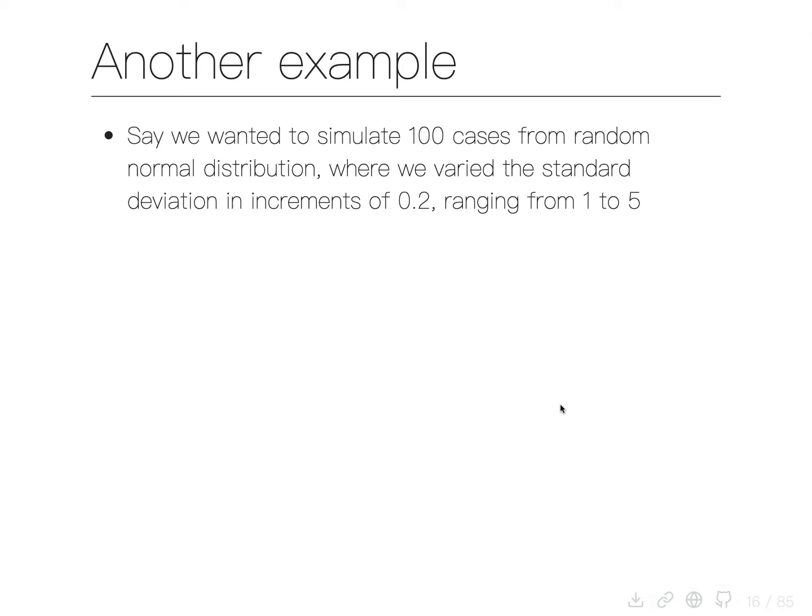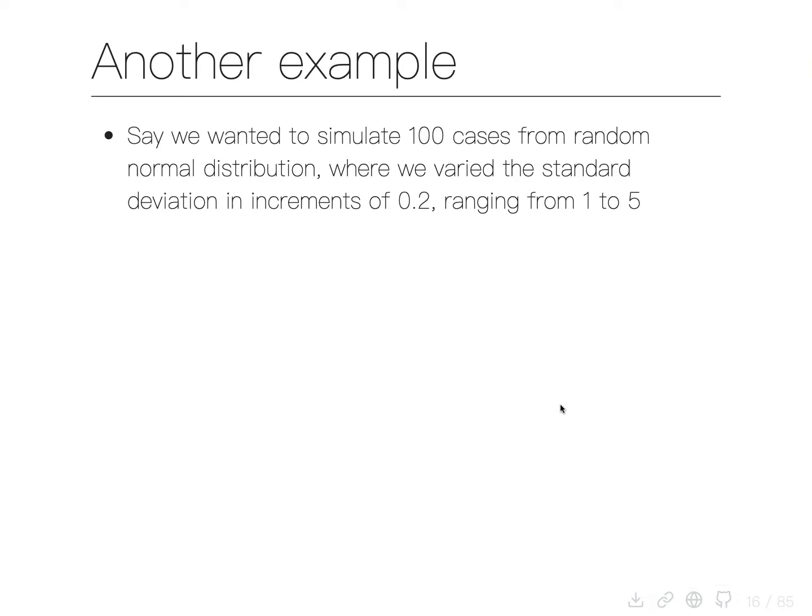But let's say that we wanted to simulate 100 cases, so 100 observations from a random normal distribution, okay? So in R, you can do that with the rnorm function. So it's going to assume a normal distribution, and you're going to randomly draw cases from that. But that normal distribution has some parameters, right? Like the mean and the standard deviation. So where it's like the center point is basically, and then how broad it is, right?